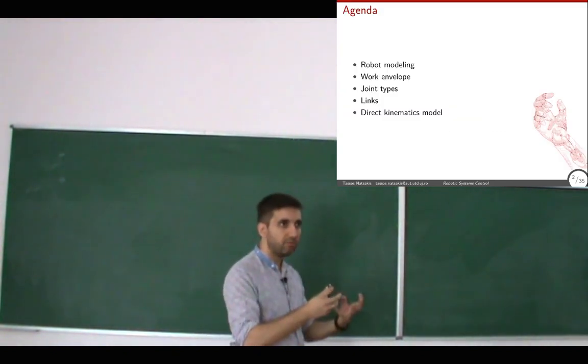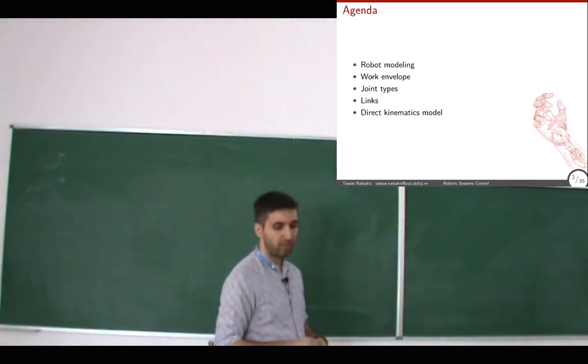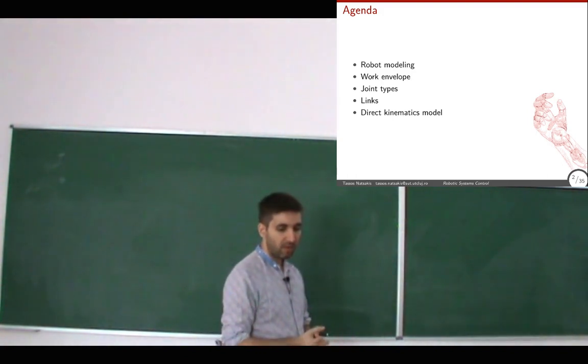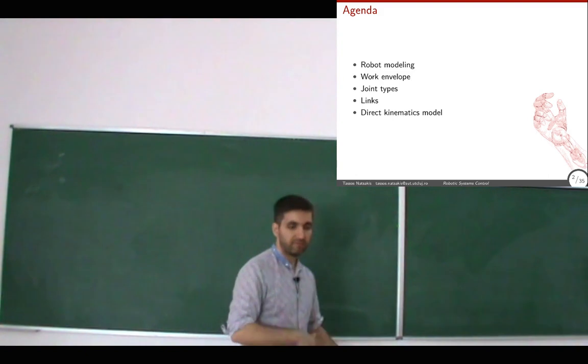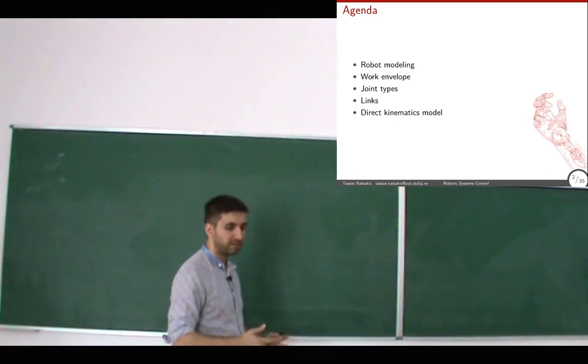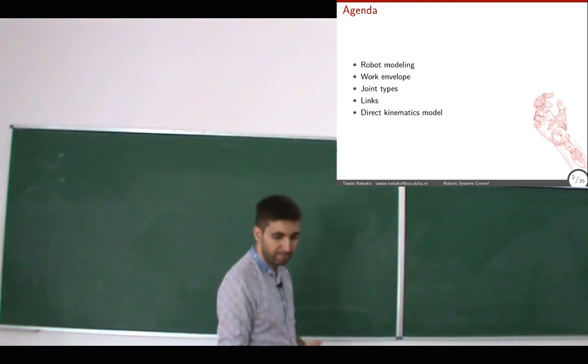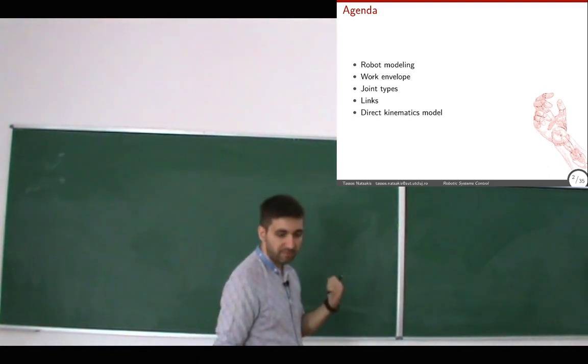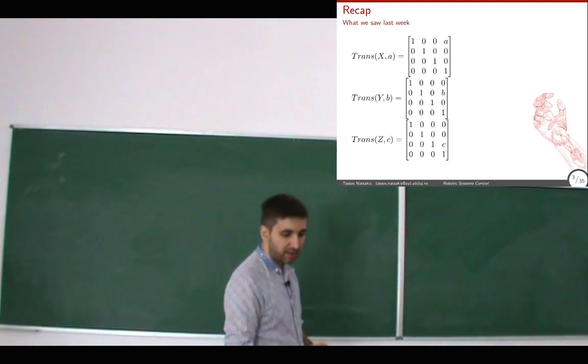How do we model a robot using what we learned last week? What is the work envelope? What kind of joint types do we have? What are links? And eventually this direct geometric or direct kinematics model. Okay? Small recap of what we saw last week.